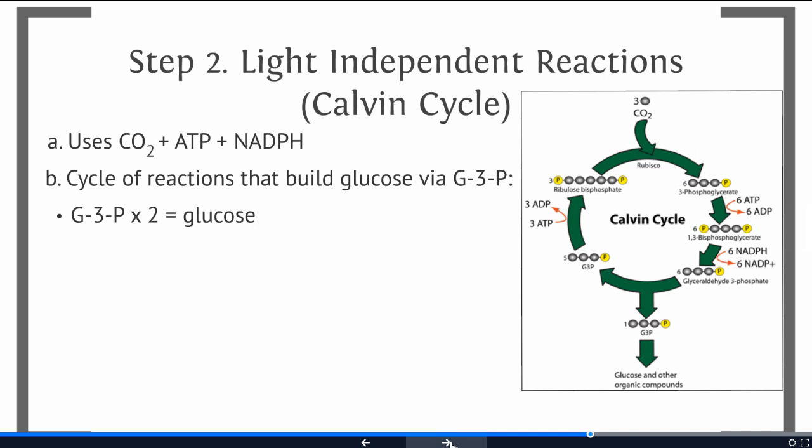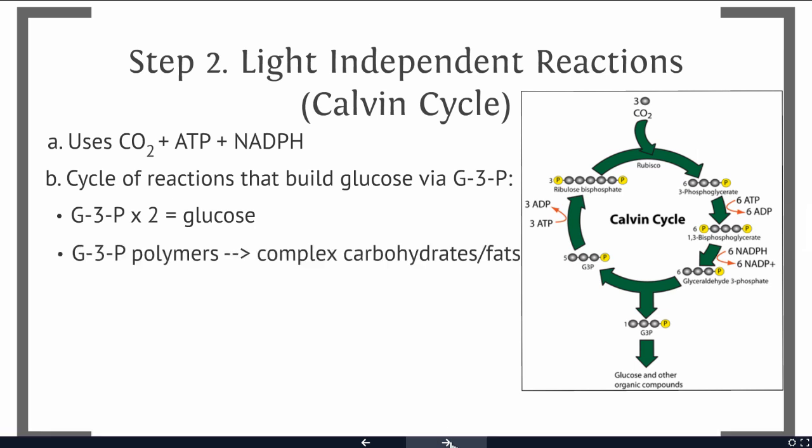Now the reason I didn't say we just get glucose is we can build other things from G3P. If we make polymers of it, we can make long chains. We can end up with different kinds of complex carbohydrates. We can also use G3P to make fats. If we add some nitrogens in there, we can even build proteins from G3P.